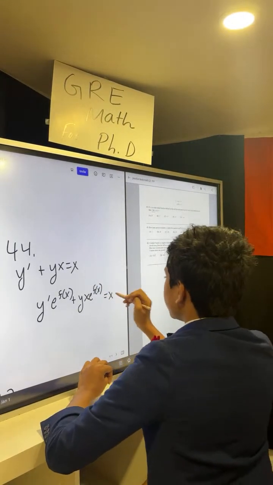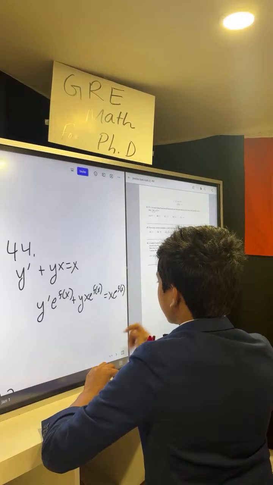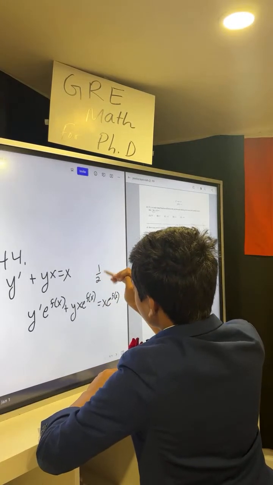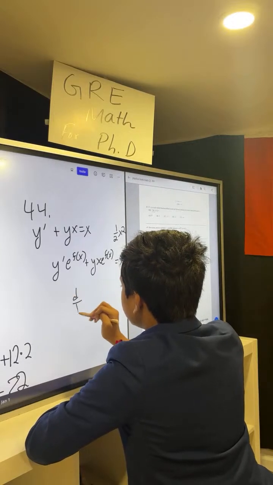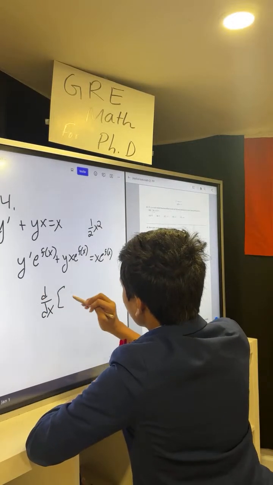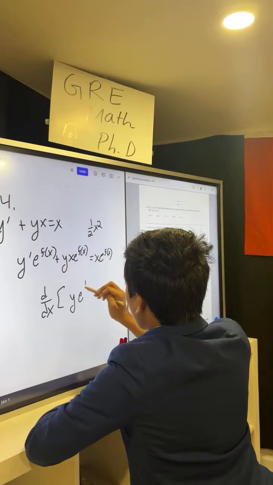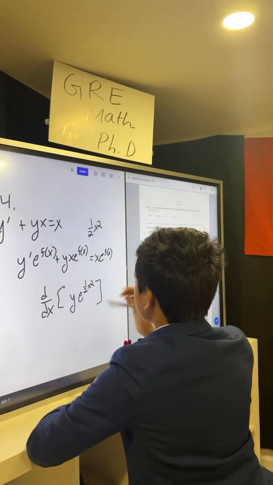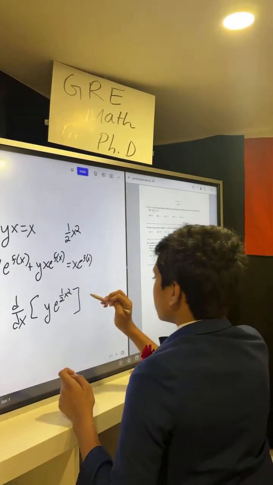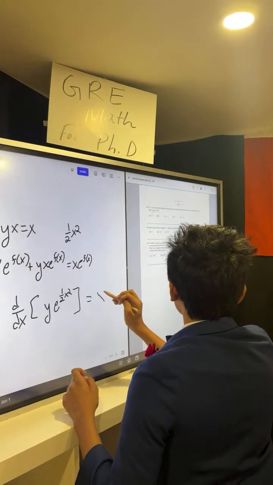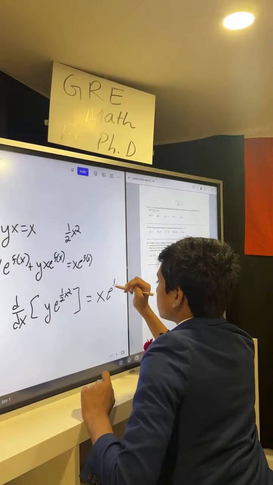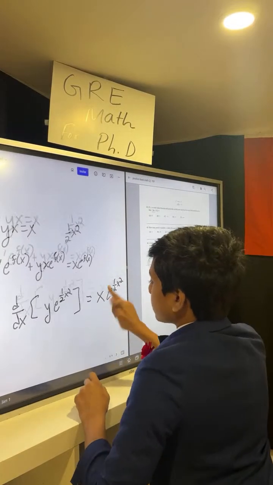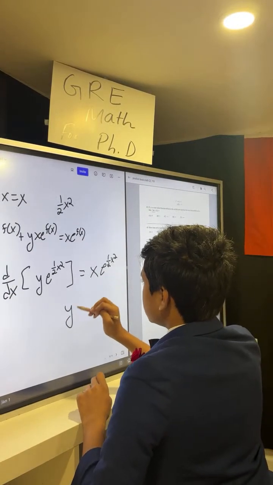And I'm pretty sure, in this case, f of x is half x squared. Oh, okay. So we have, this is d dx of y e to the half x squared. So then integrate both sides.